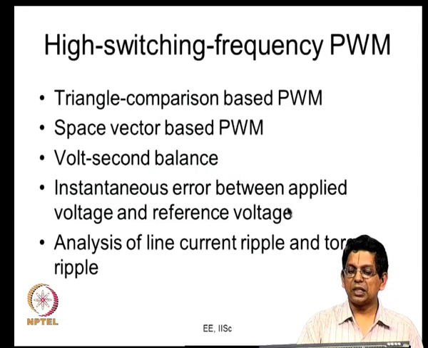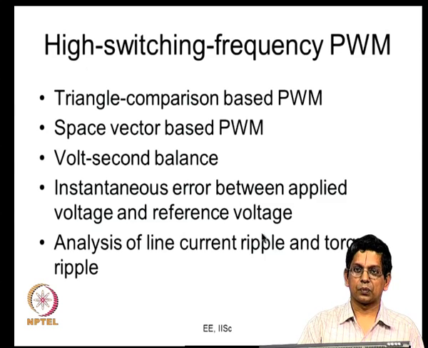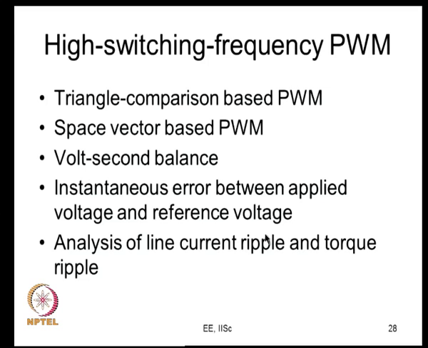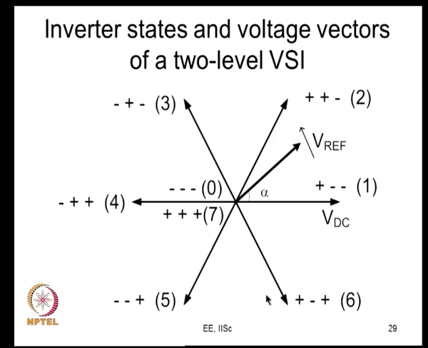There is an instantaneous error between the applied voltage and the reference voltage. You are matching them in an average sense, but not in an instantaneous sense. Therefore, there is a difference between the two, and that is what causes ripple current, and the same is the cause for pulsating torque also. We used this for the analysis of ripple current before, and we are going to use the same thing for analyzing the torque ripple now.